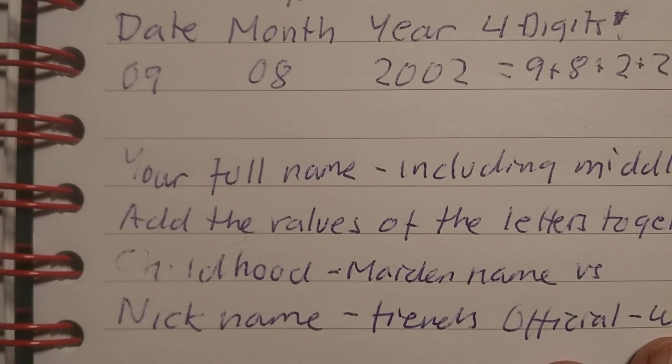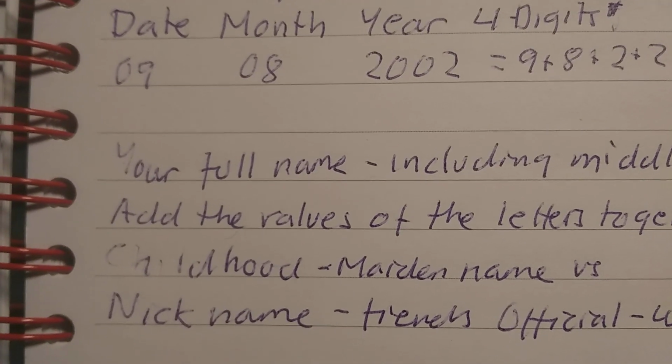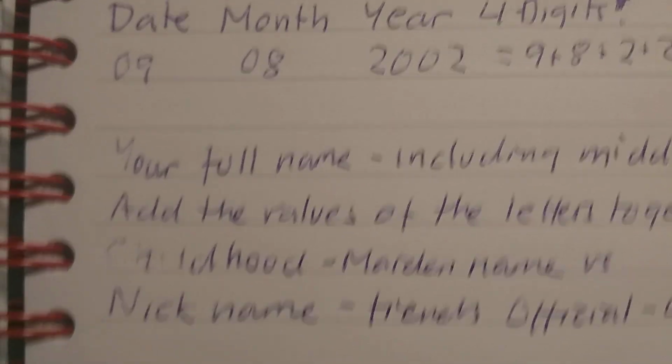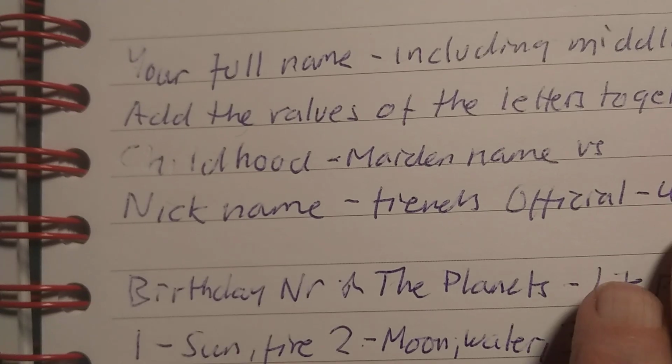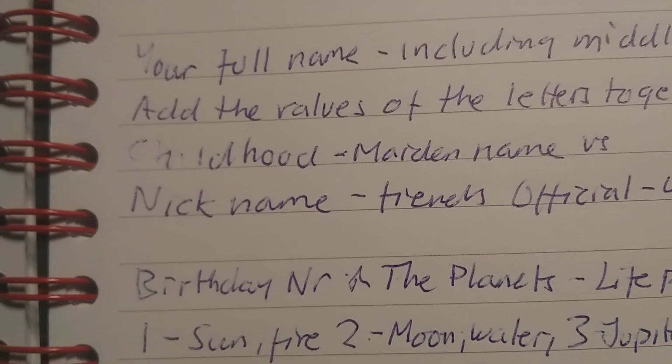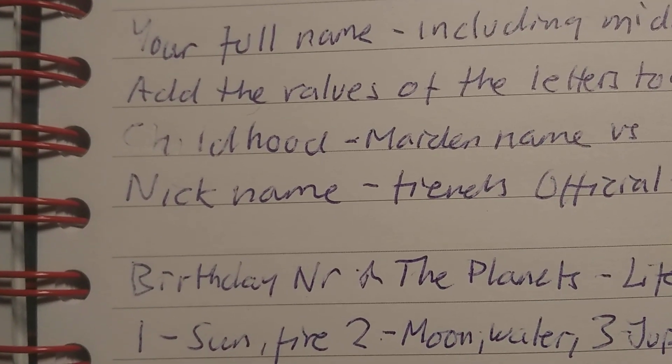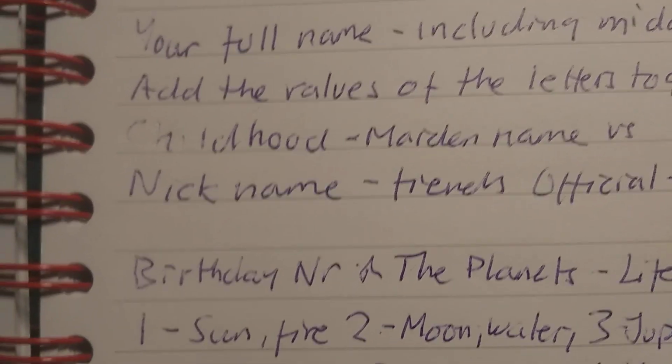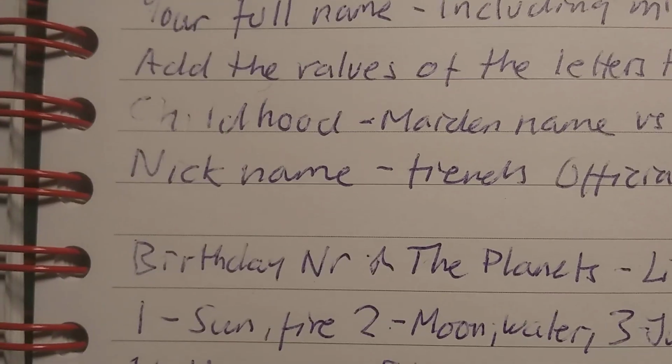And then your official work name, how you present yourself when you are working. That can help you see whether you give a Saturnian vibe or look like Mercury and that kind of thing, how people see you.